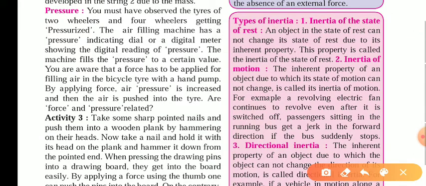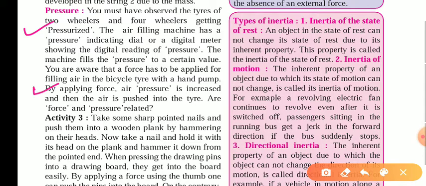Now here they were first, I'm taking this part: you must have observed the tires of two-wheelers and four-wheelers getting pressurized, meaning we are filling air inside them. The air filling machine has a pressure indicating dial meter or digital meter showing the pressure inside the tire. So why is this needed?